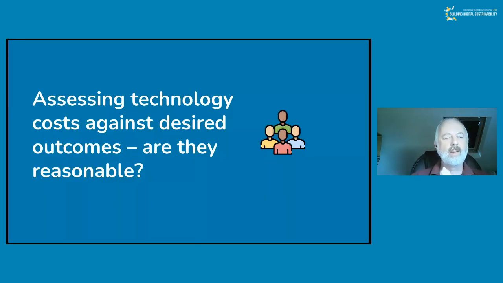So hopefully that gives you an idea of what you're spending money on and where your costs are. And that cost has to include the effort that you're putting into it. What do you then do with it? How do you assess your technology costs against the desired outcomes that you're after? And then how do you judge whether those costs are reasonable?